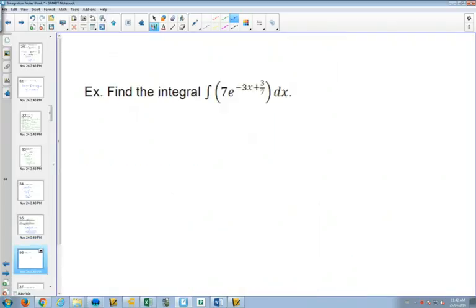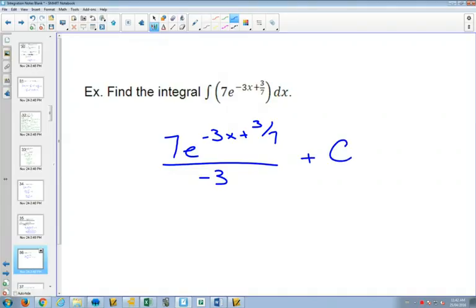Again, this one looks scary because it's got fractions, but again, to be able to recognize, hey, this is just an e to the x graph. So my integral of that, nothing's going to change. But there would be a chain rule, and I'd have to multiply by negative 3, so to compensate for that, divide by negative 3 plus c.